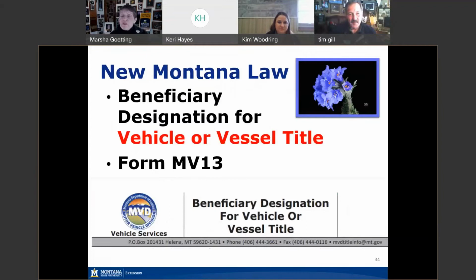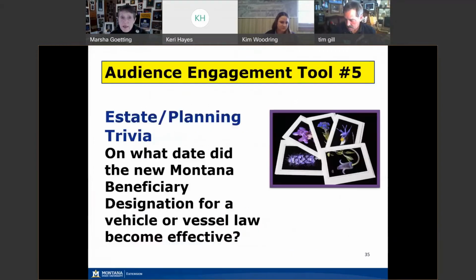But that reminds me, there's a new law that we have in Montana about using this beneficiary designation for a vehicle or vessel. This was passed by the last legislative session, and the form is MV13. And I'm going to ask another trivia question. On what date do you think the new Montana beneficiary designation for a vehicle or vessel law came into effect? That is a long one. So you enter that in the chat room, and you might get one of my note cards.